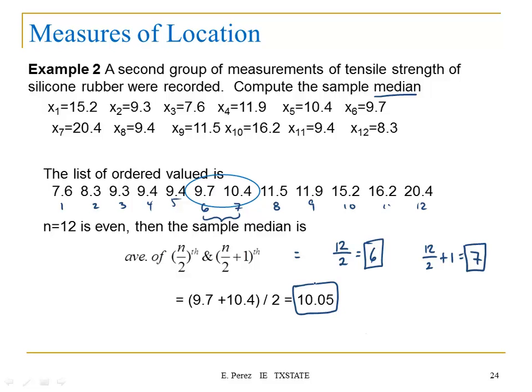What would you do if you didn't have these numbers? Yes. So you have 11, look at the one that is 10 divided by 2, which is 6. So that number will be 9.7. You don't have to do anything else. Any questions?